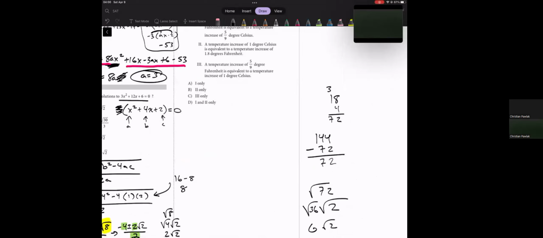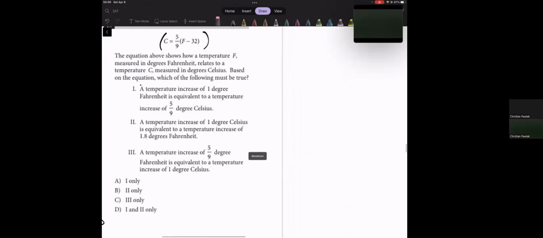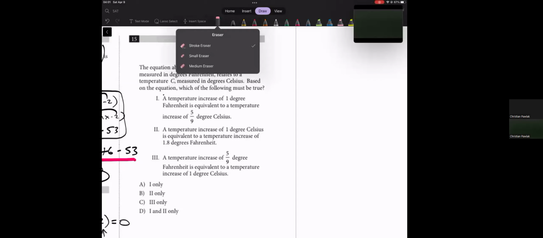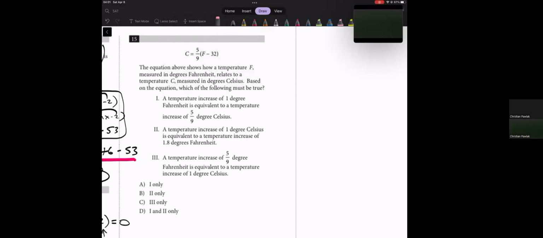All right, and finally, number 15. So this is the formula to convert from Celsius to Fahrenheit. The equation above shows that a temperature F measured in degrees Fahrenheit relates to a temperature C measured in degrees Celsius. Based on the equation, which of the following must be true? So I look at these and try to explain to me how to convert from one to the other.